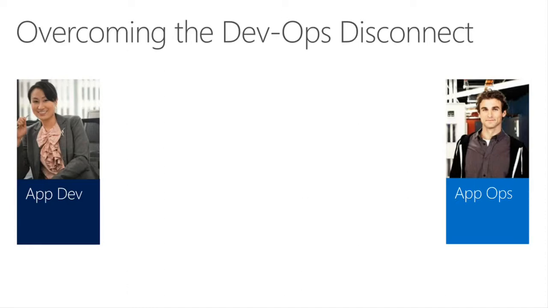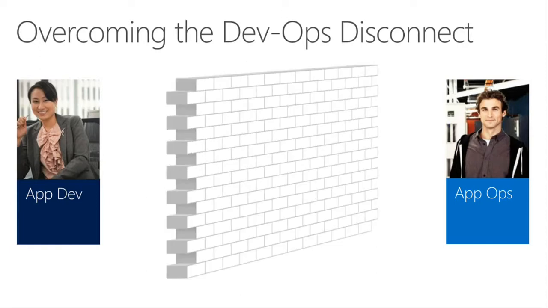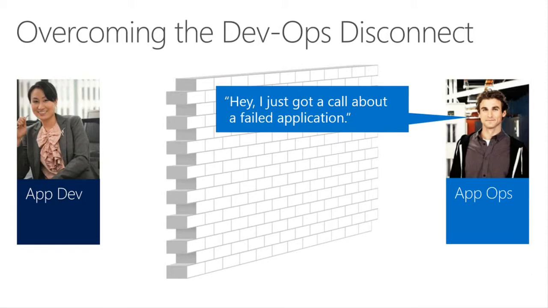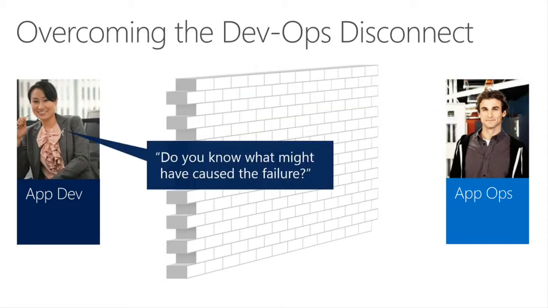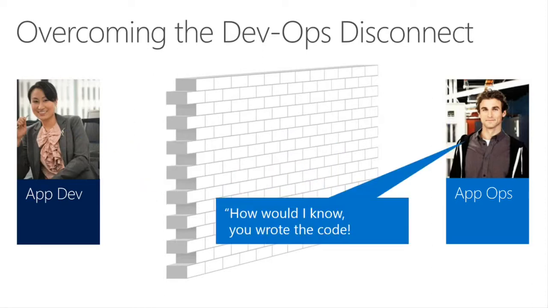So let's think about this. The concept here is that you've got IT ops saying, hey, I just got a call about a failed application, or I've got an issue with this application. And the general response from app dev is, do you know what might have caused the issue? And IT ops says, hey, how would I know, you wrote the code? This may be a common occurrence in your organization. Most IT operations are going to ensure the hardware is healthy, the underlying OS or infrastructure is healthy, and that we have no networking issues. At that stage, they're going to say, hey, it's an app fault. It's time for you to work it out.